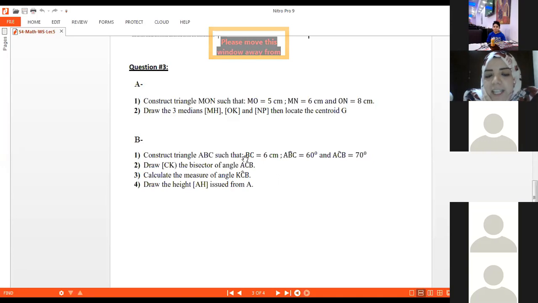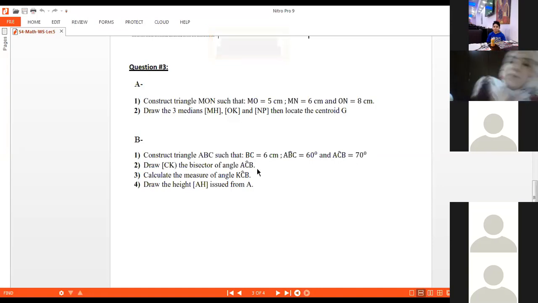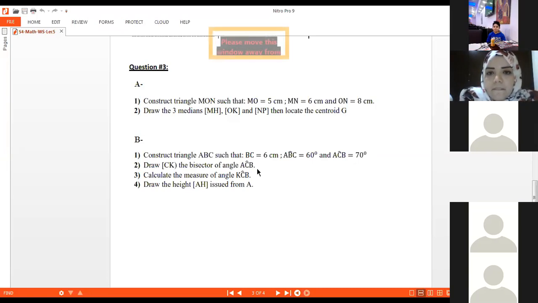How can I construct triangle ABC if I have BC = 6, angle ABC = 60, and angle ACB = 70? Miss, we draw line BC 6 centimeters. Very good. And we get the protractor. We put the protractor on B and draw 60 degrees. Excellent, Ali. And then we put it on C and we draw 70 degrees. Very good, Ali. And we know how to draw the bisector of angle ACB. If we draw the bisector of ACB, what's the half of 70? 35. Excellent.